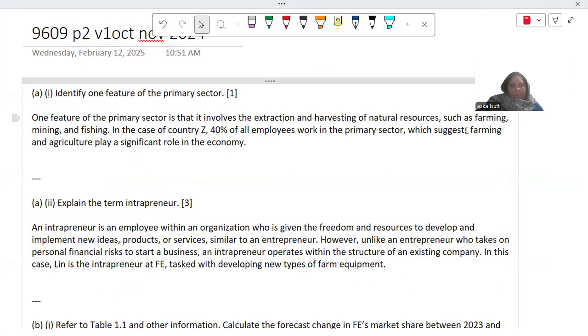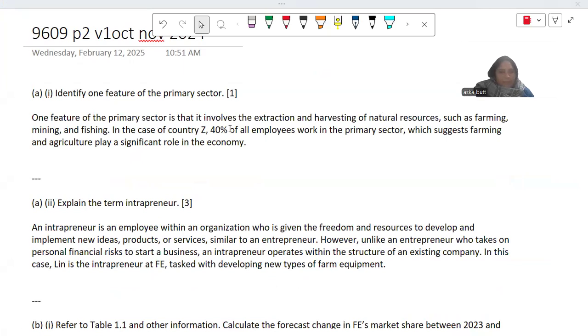Okay, so basically you just need to identify. Here I just explained that one feature of the farming factor is that it involves the extraction and harvesting of natural resources. So this is it. We should write it. We don't need to write further.